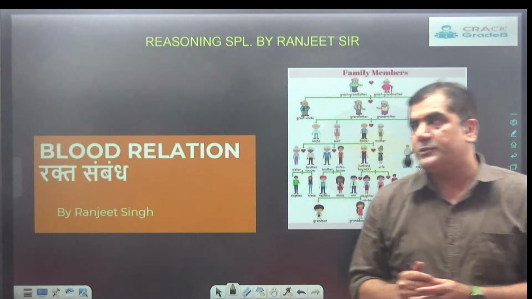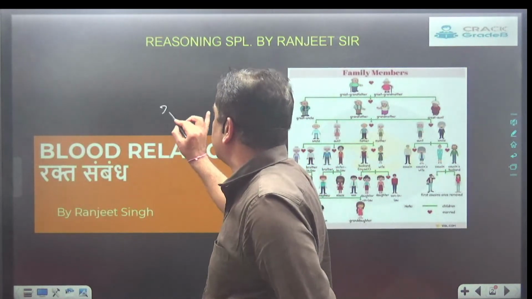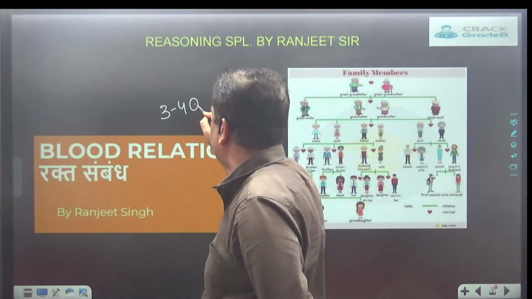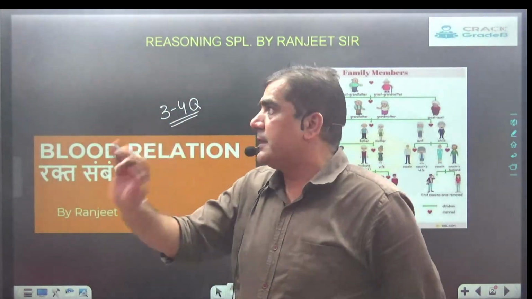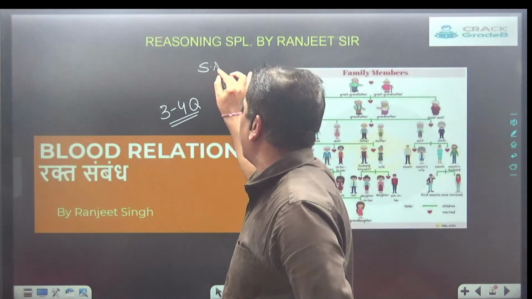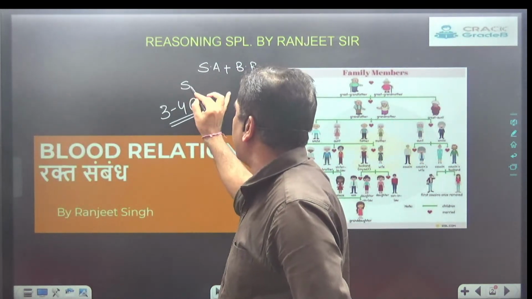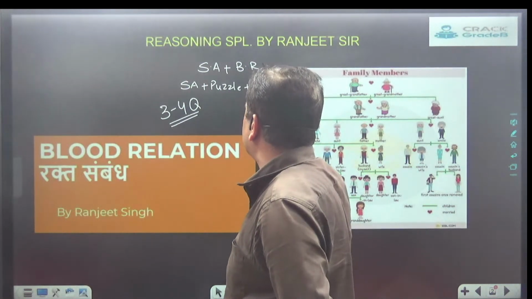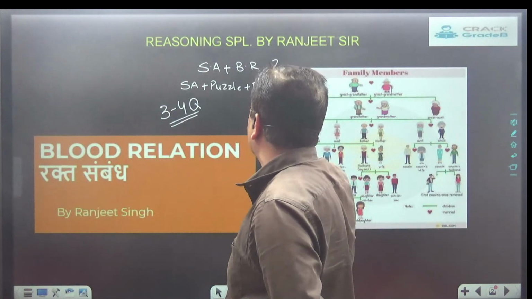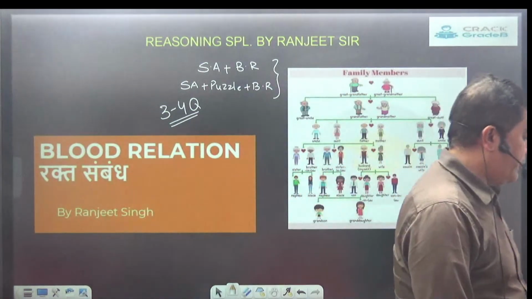Now if I talk about this topic formally, you will get 3 to 4 questions from it in your banking examinations. Either the question will be straightforward, or in the mains level they will ask questions based on sitting arrangement plus blood relation, or sitting arrangement plus puzzle plus blood relation, and this is going to come in your mains examination. So for banking aspirants, this is one of the most important topics of reasoning.